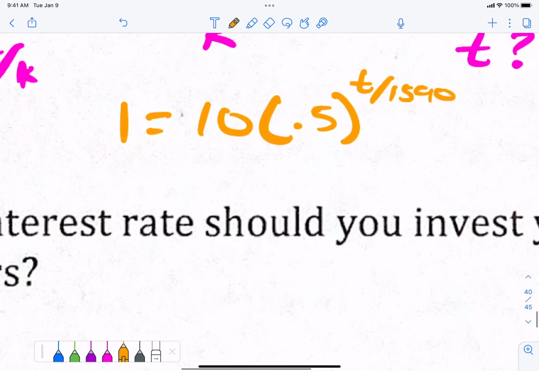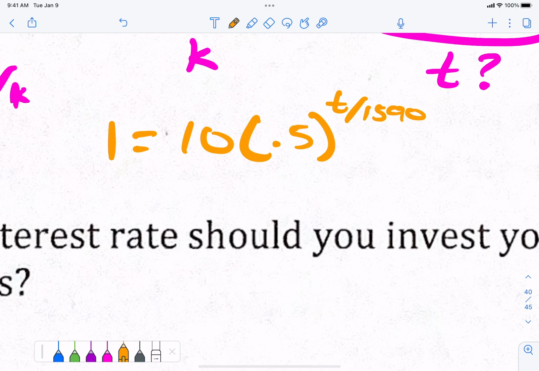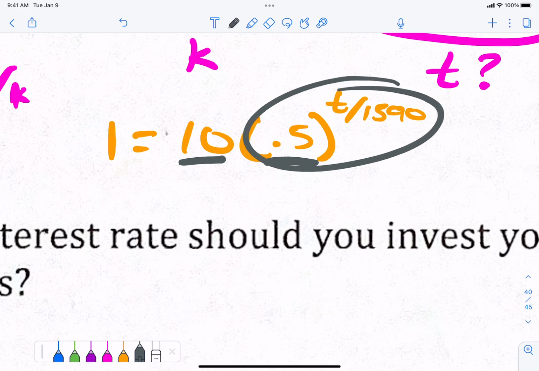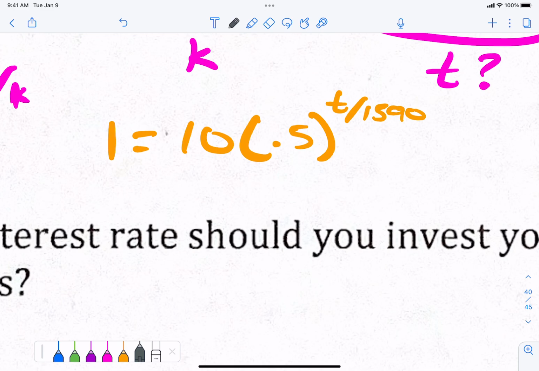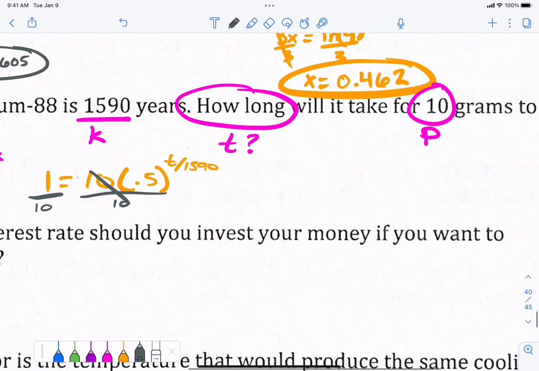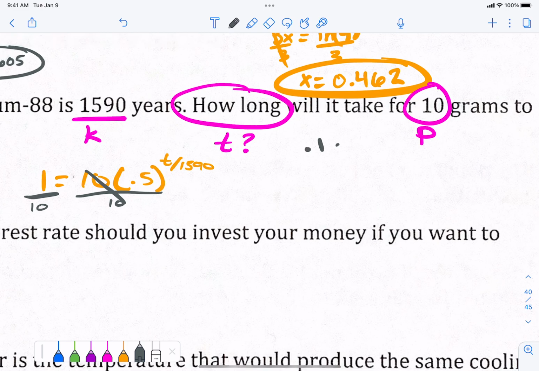Now, the first mistake that I see people make always, don't let this be you: take 10 times 0.5. No, you cannot do that because this one has an exponent and the 10 does not. So do not do that. What are you going to do first? Divide by 10. Okay, 1 divided by 10 moves the decimal to 0.1 equals 0.5 to the T over 1590.